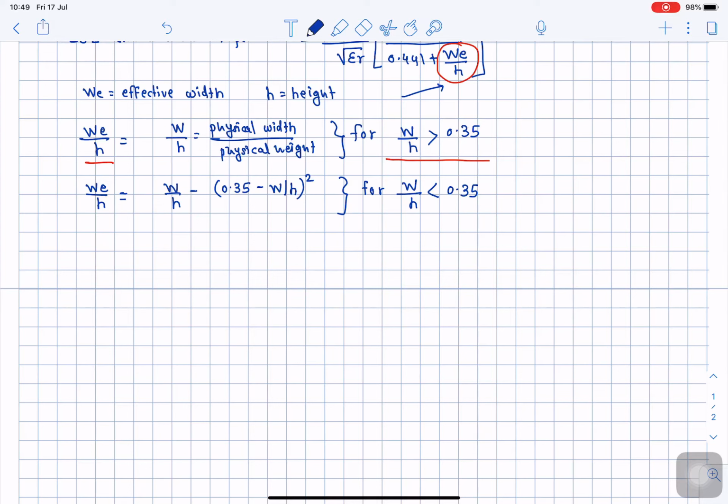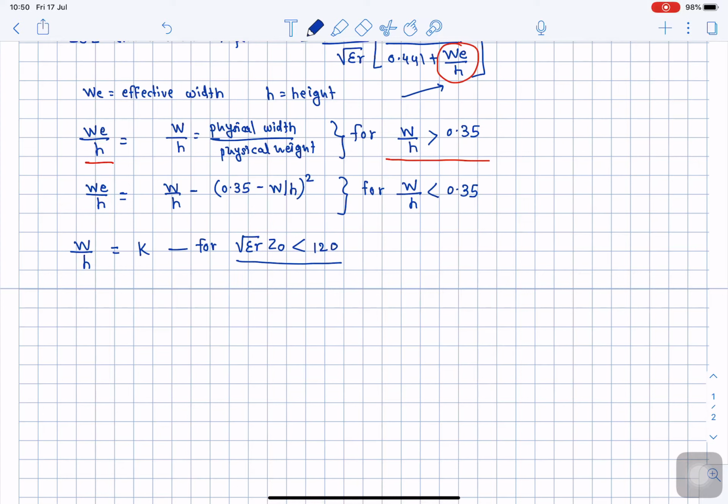What is that k? We will see later on. For this, take the square root of epsilon r, the dielectric constant, and multiply it with the given value of characteristic impedance. If this product is found to be less than 120, then we will take the width to height ratio equal to k.